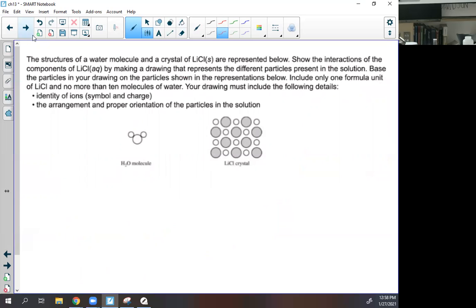The structure of a water molecule and a crystal of LiCl are represented below. Please don't talk. Show the interaction of the components of LiCl, aqueous, meaning it's dissolved, by making a drawing that represents the different particles present in the solution. Base the particles in your drawing on the particles shown in your representation below. Include only one formula unit of LiCl and no more than 10 molecules of water. Your drawing must include the following details: identity of ions, so symbol and charge, and the arrangement and proper orientation of the particles in the solution. Ready, go.